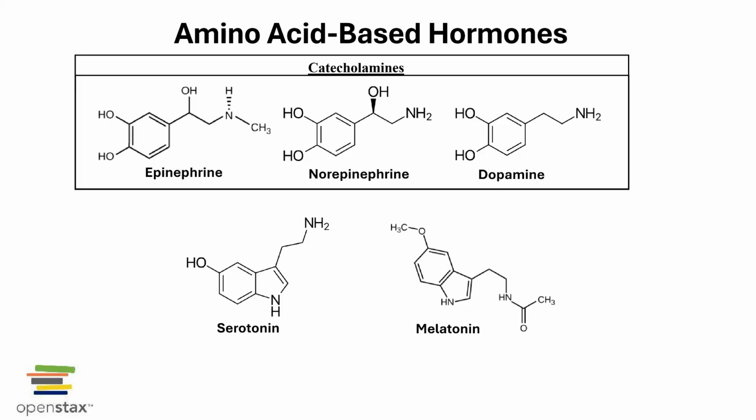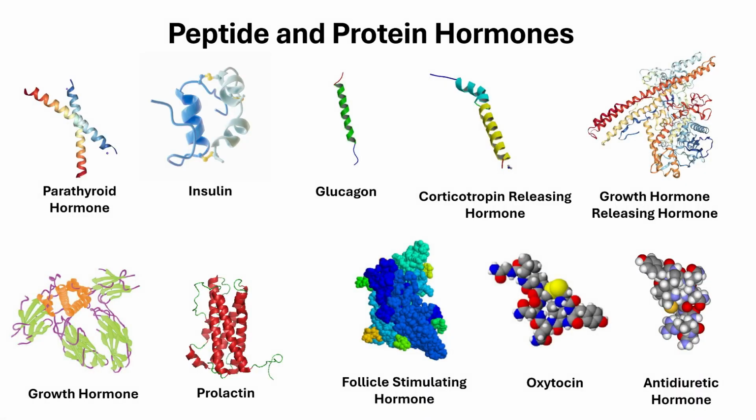Most amino acid-based hormones are hydrophilic. Major examples include catecholamine hormones such as epinephrine, norepinephrine, and dopamine. Melatonin and serotonin are also modified amino acids that function as hydrophilic hormones. Peptide and protein hormones are also hydrophilic. This is the largest category of hormones.